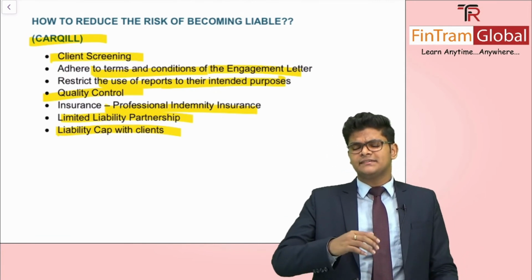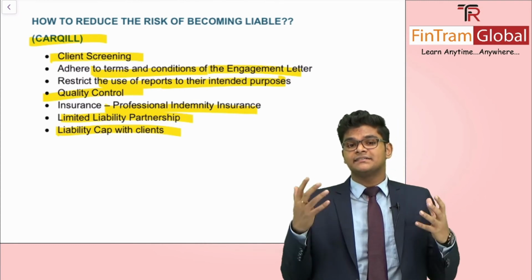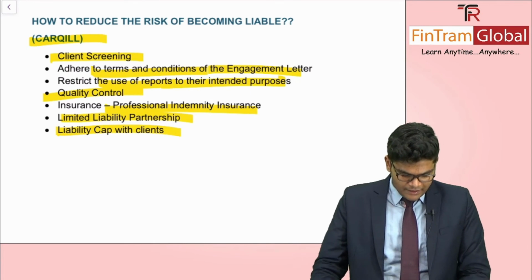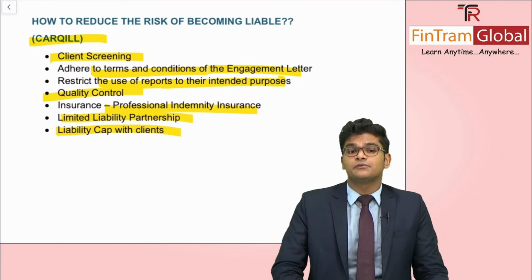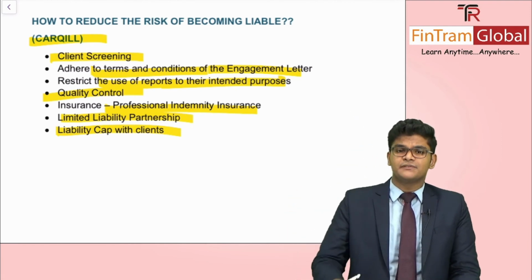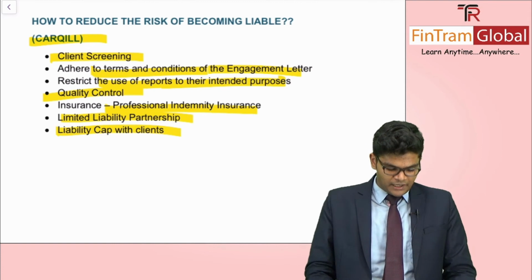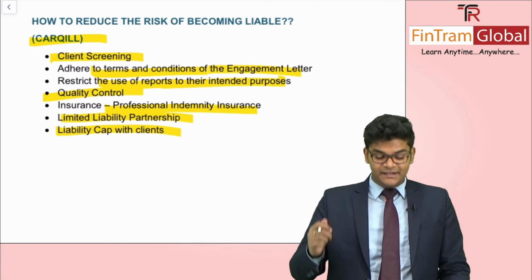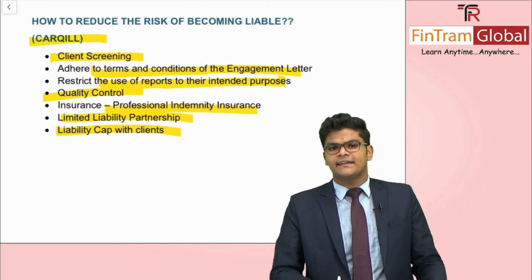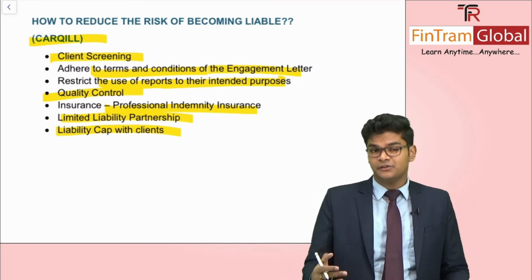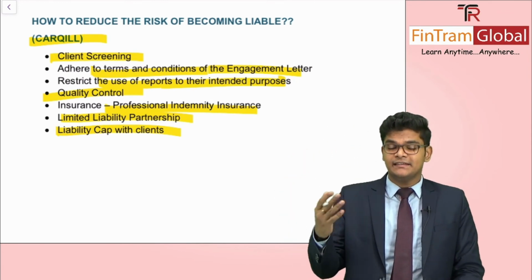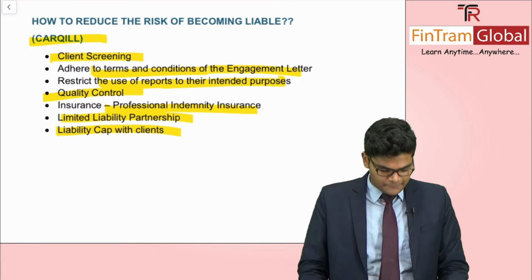So remember that these are really important. We can provide recommendations and some of the answers as well. Okay, folks, so keep this in mind. So that's basically what CARQUIL is. Okay, folks, so C stands for client screening, A is for adhering to the terms of the engagement letter, R stands for restricting the use of reports, Q stands for quality control, I is for insurance, L is for limited liability partnership, and the final L is for liability cap with clients, isn't it? As simple as that. Okay, folks, so that's basically how you reduce the risk of becoming liable to both third parties as well as to the client. Okay, folks, so remember that.